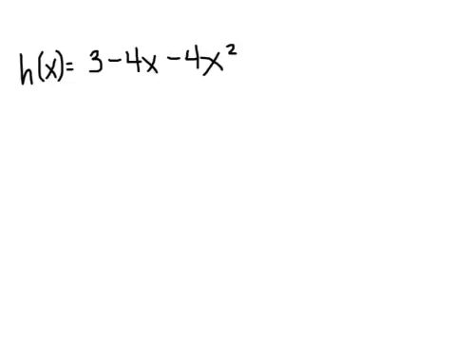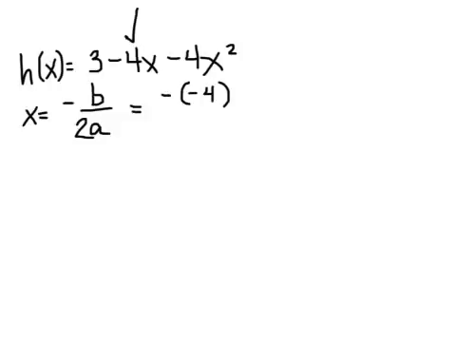Okay, so I'm going to do this the new way, where I'm going to use x equals negative b over 2a, just to show you again how that works. So the number that's in the b position is the negative 4. It's the number that is in front of the x term. And then the a, remember, is the number in front of the x squared term.